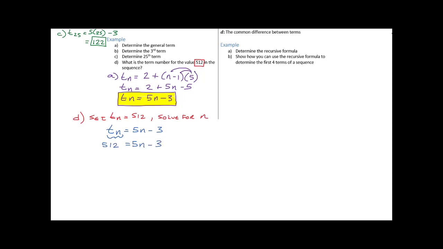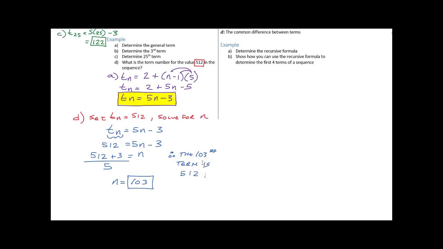This is like a grade 9 two-step problem. What are we going to do? We're going to add 3 to both sides, and then we're going to divide both sides by 5. And that's going to give us n. So 512 plus 3 is 515. And 515 divided by 5 is 103. So just to be clear, what does that mean? That means, therefore, the 103rd term in this sequence is 512. All right, there you go.